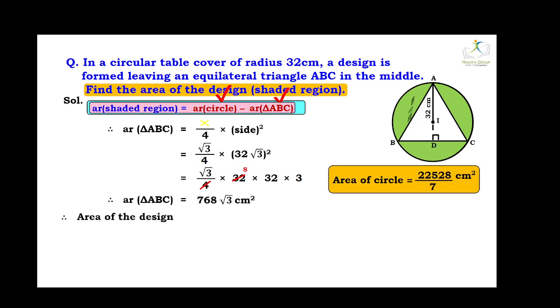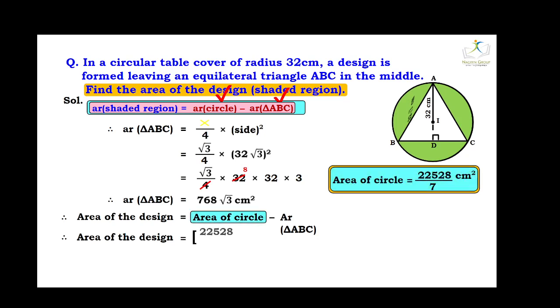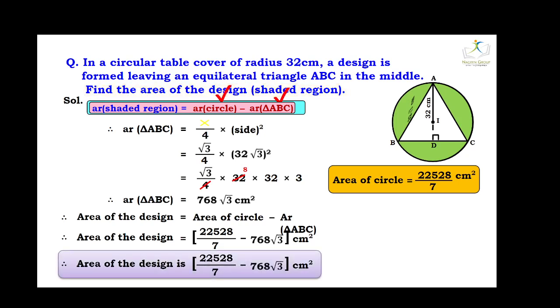Now subtract the area of the triangle from the area of the circle. So that is your left out designing area. That's all, dear students. Here, to find the area of the triangle, only the radius is given. If the radius is given, how to find the area of the triangle? Now we have learned that. Correct? Good. Let's see the next problem.